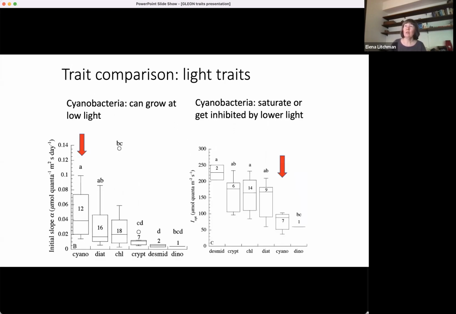Then we looked at light traits, and we found that cyanobacteria are really good light competitors. They have these high initial slopes of growth irradiance curves compared to other groups. And at the same time, they seem to saturate or get inhibited at lower light levels. So there is a trade-off. They're adapted to low light, but they're sensitive to higher irradiances compared to other groups of phytoplankton.